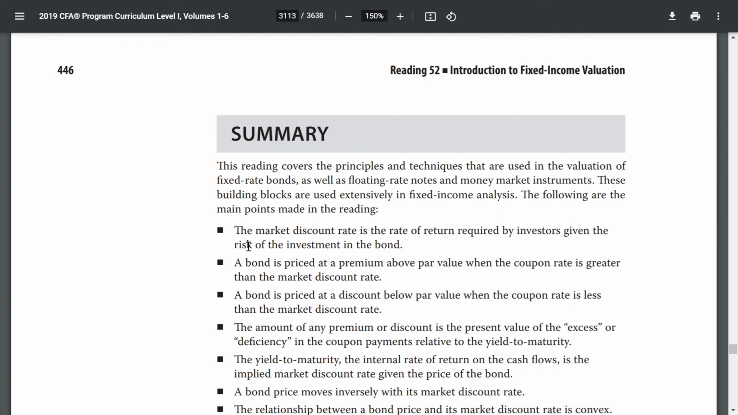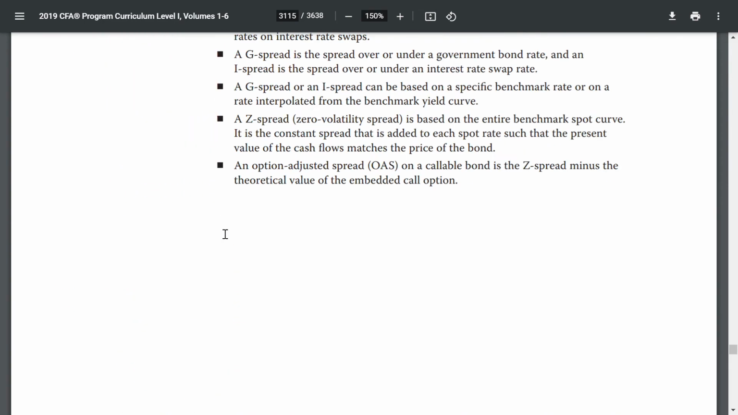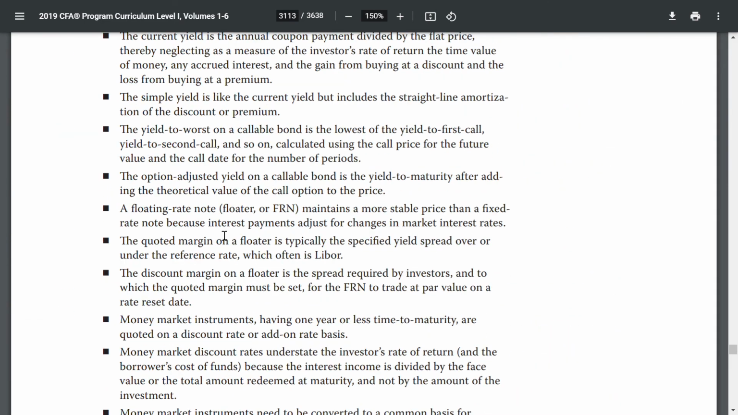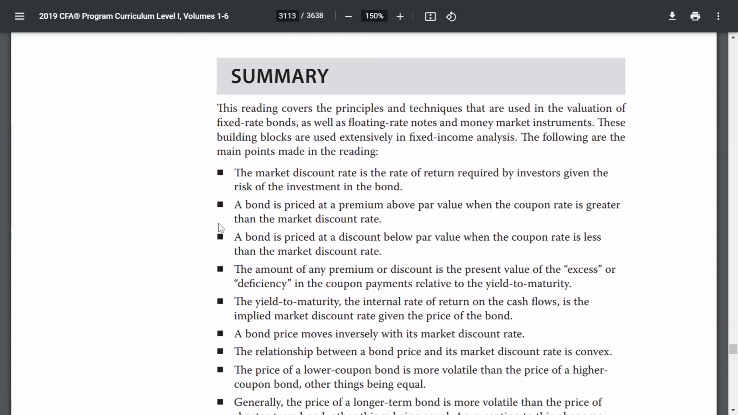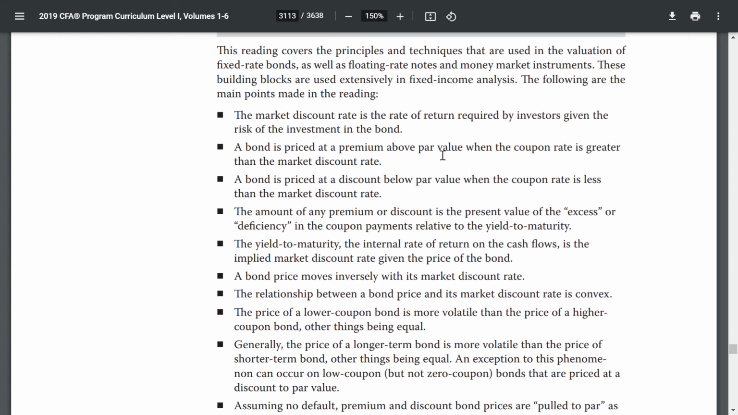This reading covers the principles and techniques that are used in the valuation of fixed rate bonds, as well as floating rate notes and money market instruments. These building blocks are used extensively in fixed income analysis. The following are the main points made in this reading. The market discount rate is the rate of return required by investors given the risk of the investment in the bond.